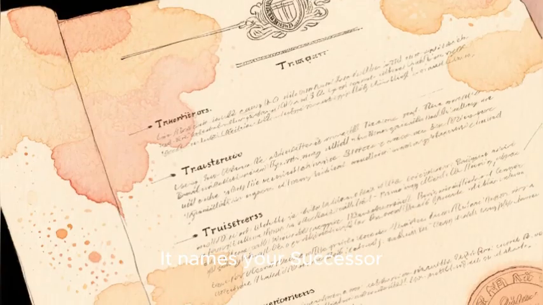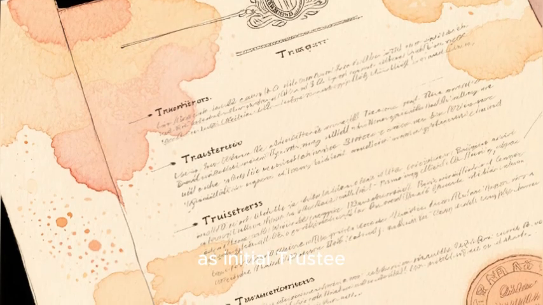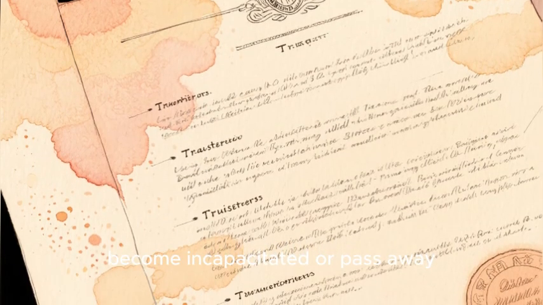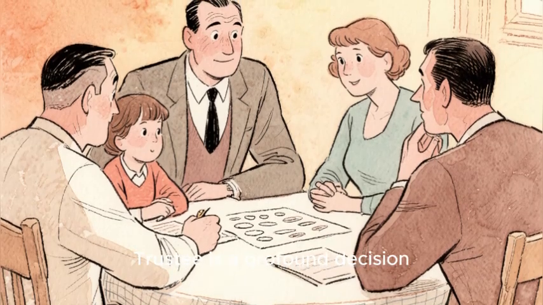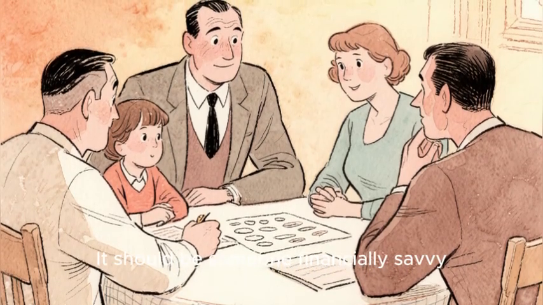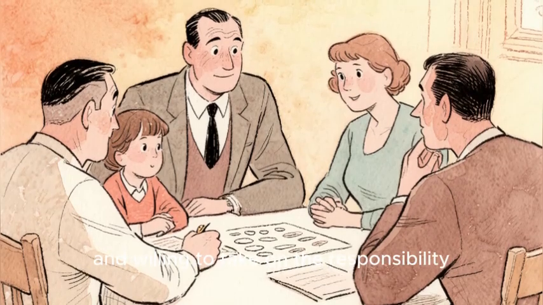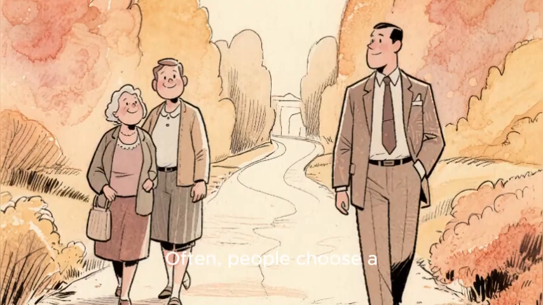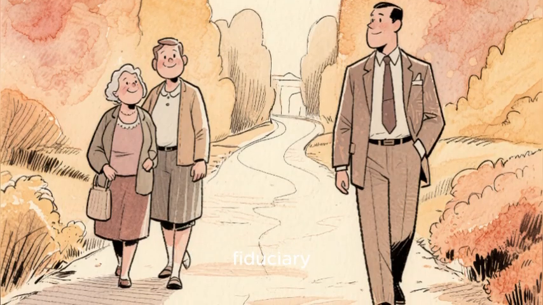It names your successor trustees, the person or institution who will step in if you, as initial trustee, become incapacitated or pass away. Choosing a successor trustee is a profound decision. It should be someone financially savvy, utterly trustworthy, and willing to take on the responsibility. Often, people choose a trusted adult child or a professional fiduciary.